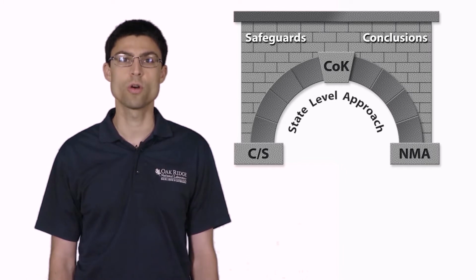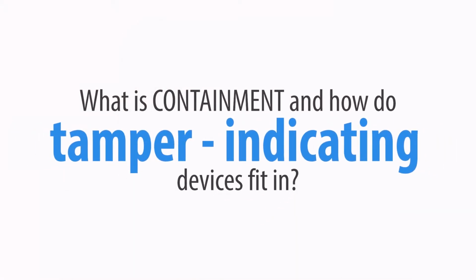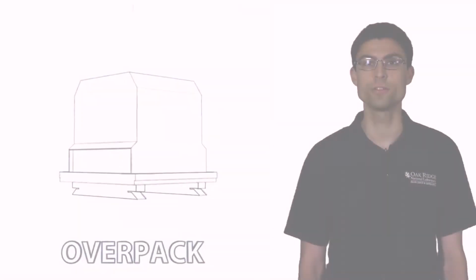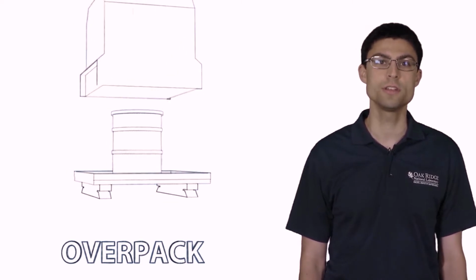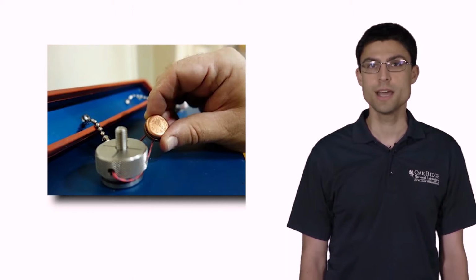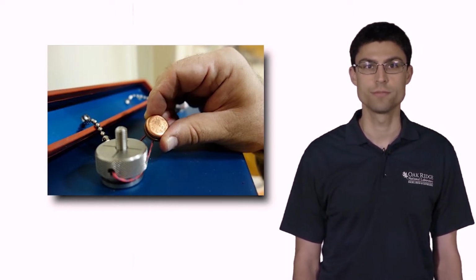Next, we will talk more about containment techniques. Containment techniques include tamper indication and detection using a combination of tamper-indicating devices, often called seals, along with containers, overpacks, rooms, and other enclosures used to detect unauthorized access to materials or equipment. Containment techniques must provide evidence of unauthorized access or entry.